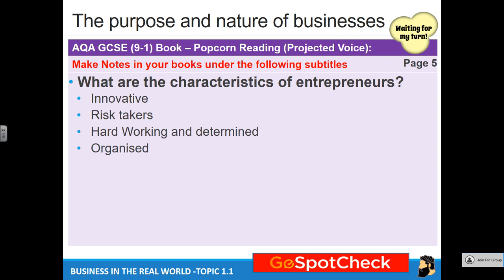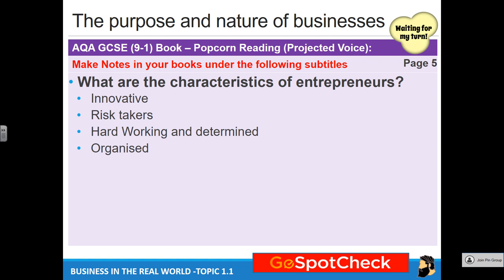So first things first, let me remind you, boys and girls, make sure you copy that subtitle. And you're going to summarize the points from page 5. Like I said, I'm not going to read through the entire thing. You should hopefully have a copy. If not, buy one. It's well worth your money. It's got everything you need for the next 2 to 3 years. So check it out.